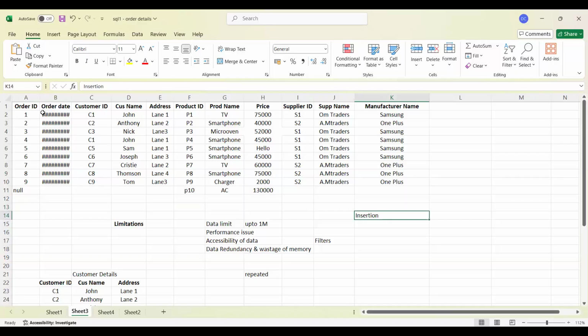Next we have deletion anomaly. Deletion anomaly, in the sense, what is the delete command? Anyhow, it is not so important in real time. We won't use it, we are just talking about history only.